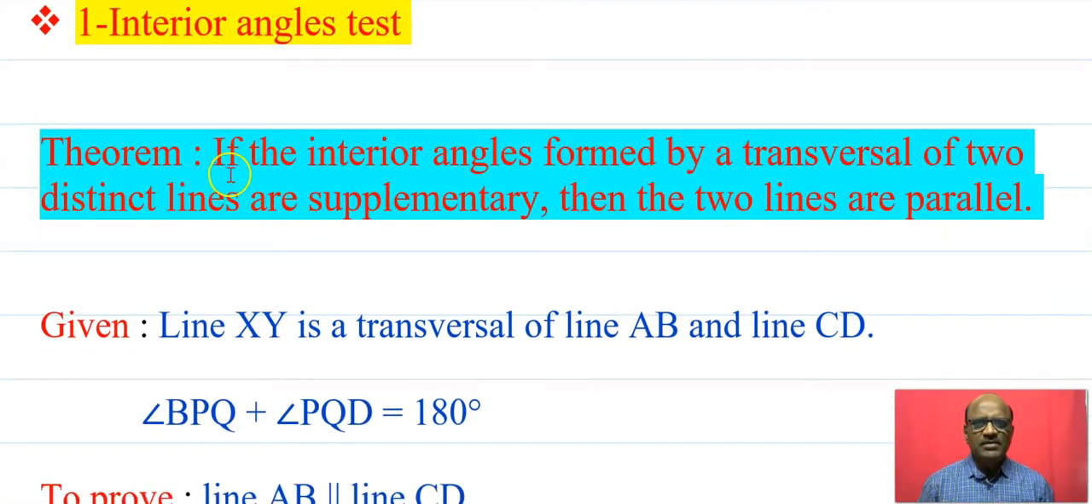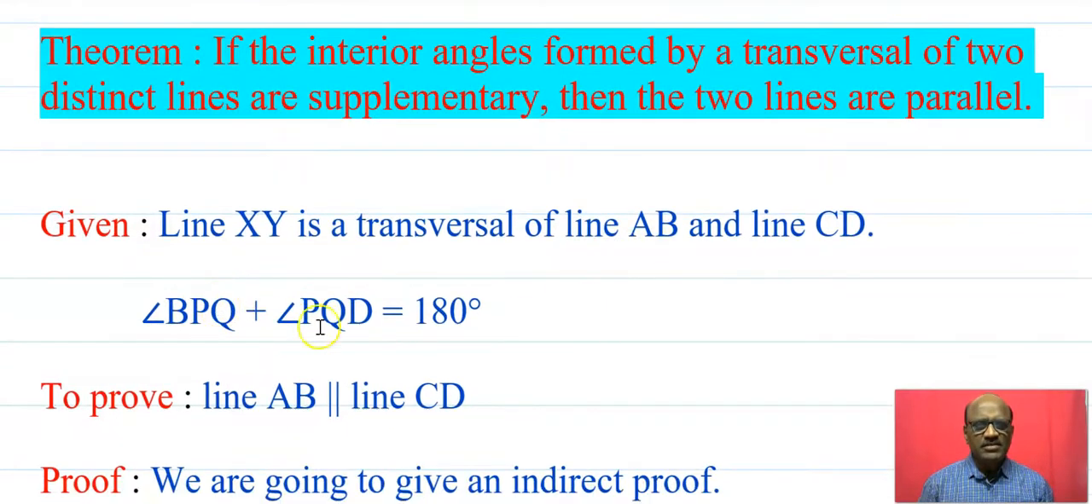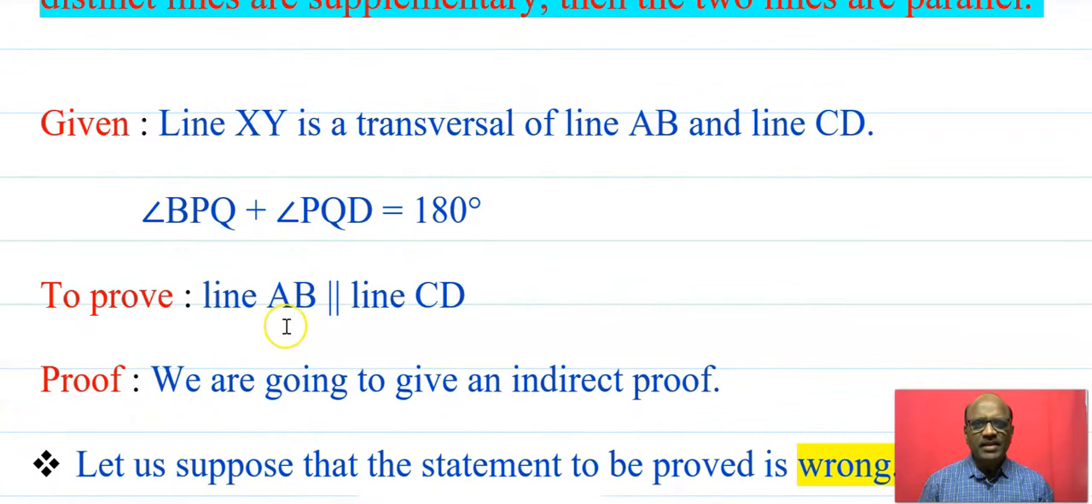This is the theorem: if the interior angles formed by a transversal of two distinct lines are supplementary, then the two lines are parallel. It means if the sum of the interior angles is equal to 180, then the lines are parallel. Now first, given: line XY is a transversal of line AB and line CD. Measure of angle BPQ plus measure of angle PQD is equal to 180. Then line AB is parallel to line CD.